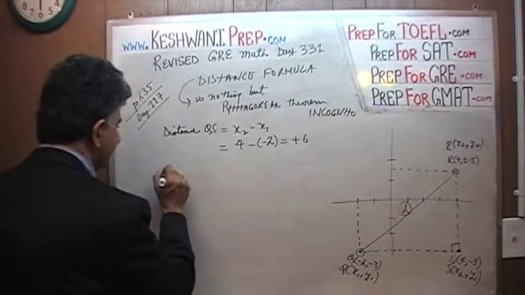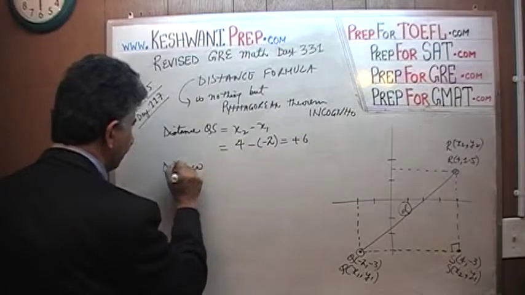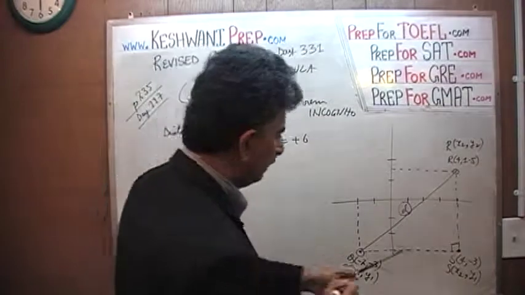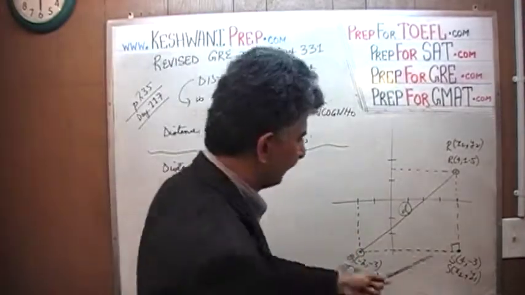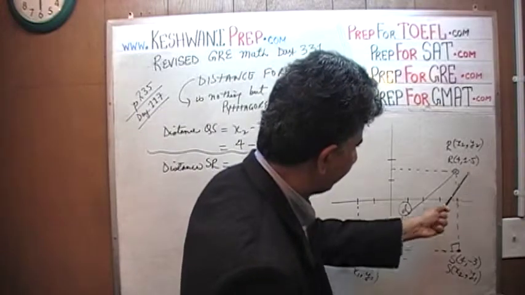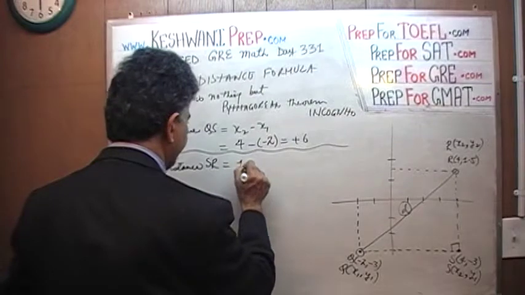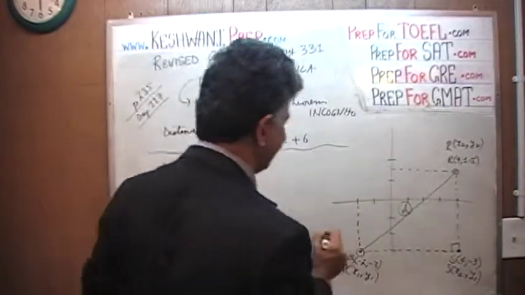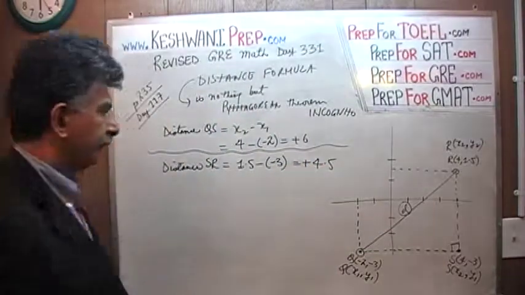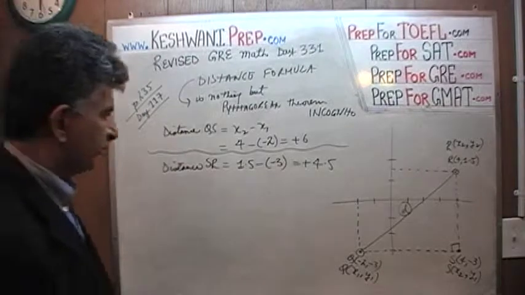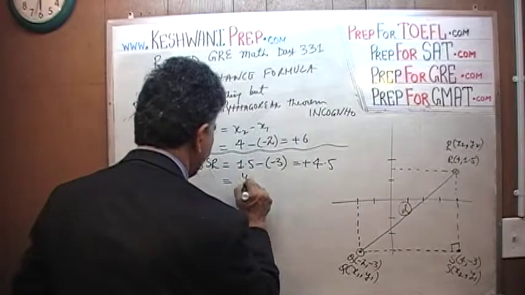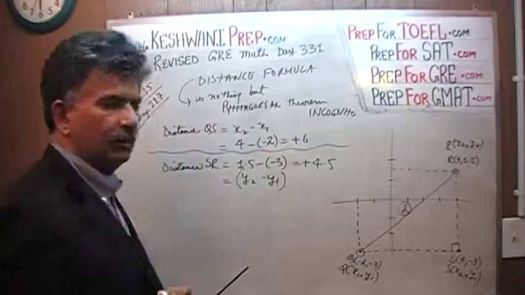Similarly, the distance from S to R is going to be the distance from the x-axis to R, which is 1.5, minus this distance here, -3, which is going to give us positive 4.5. That's all. And how do we express this? This is going to be expressed as y2 minus y1. y2 minus y1.